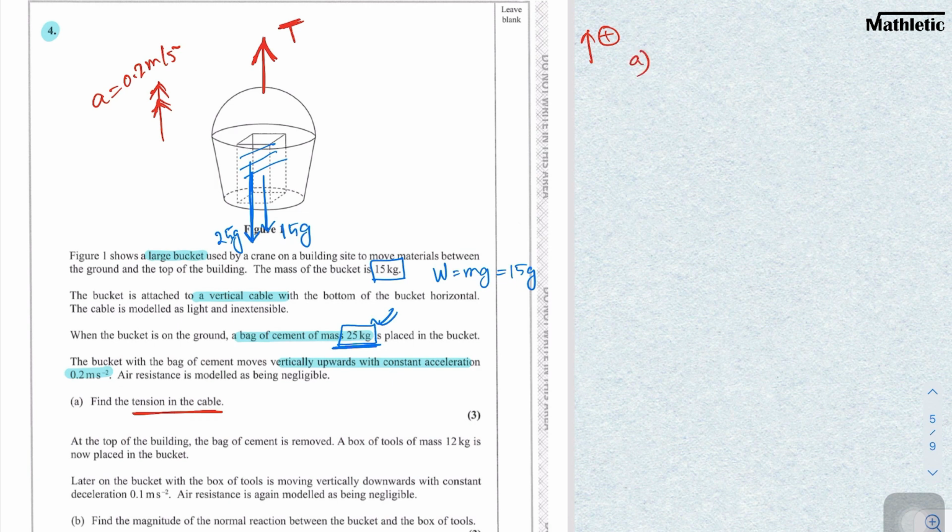So for part A, if I use the formula F equals ma, in the positive direction we have tension T, and we have two different forces, the downward forces 25g and 15g, subtracted because they are opposite to my selected direction. Since I'm using the entire system, the mass should be the total mass 25 plus 15, and acceleration is 0.2. So solving this will give us the value for the tension.